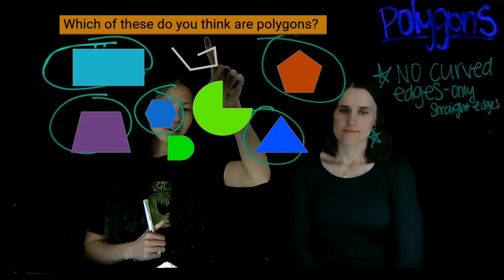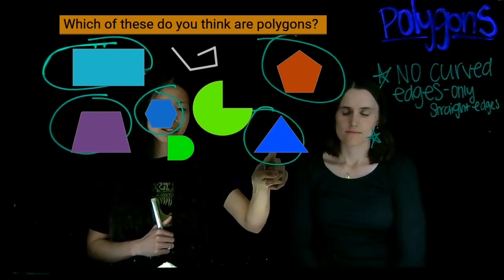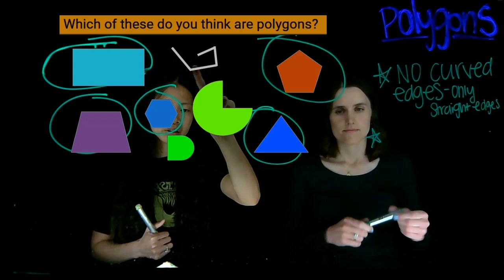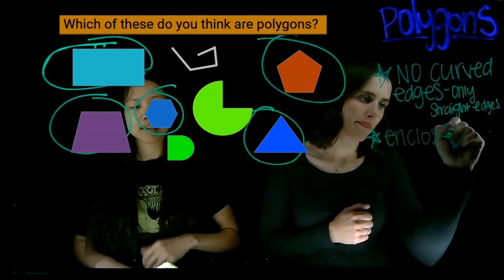Let's take a look at this one. This one was also not a polygon. Well, we see that the other ones here that we did circle that are polygons are all enclosed. This one, right, it goes and then it doesn't close back on itself. So in order to be a polygon, it has to be closed.